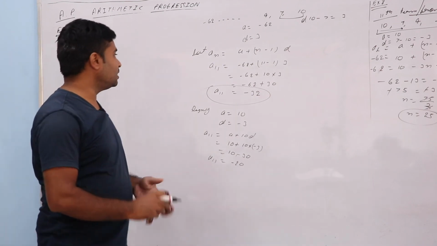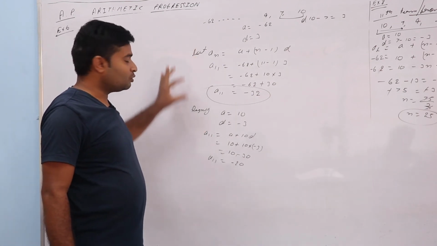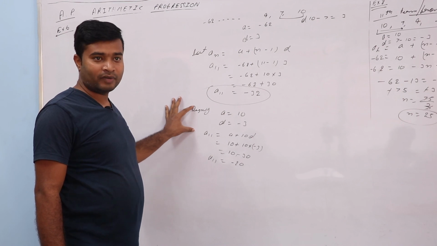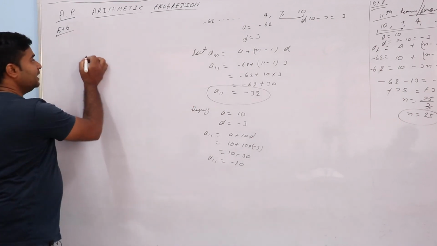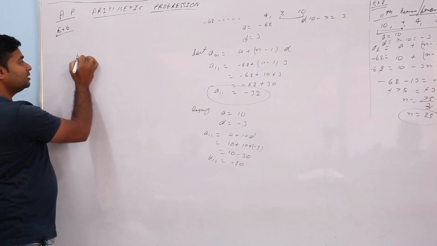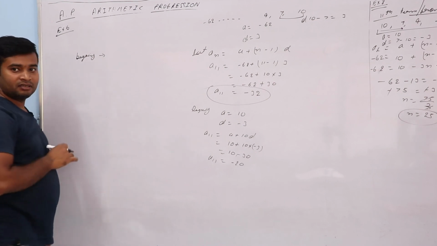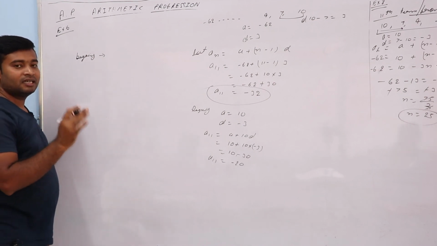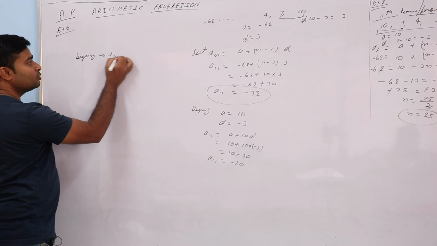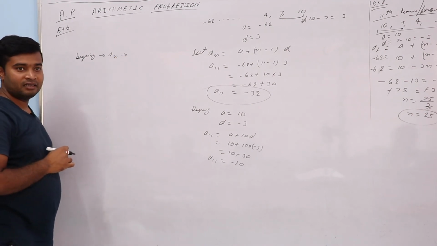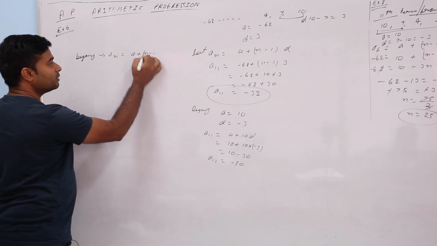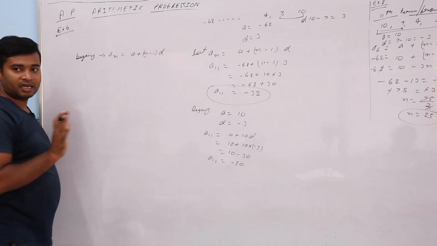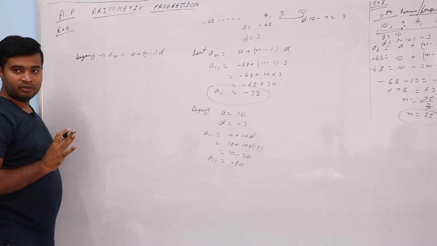So you have learned how to find from the last and how to find from the beginning. Now see the formula. If you need to find from the beginning, we should find a_n, then the formula is a plus (n minus 1) into d.